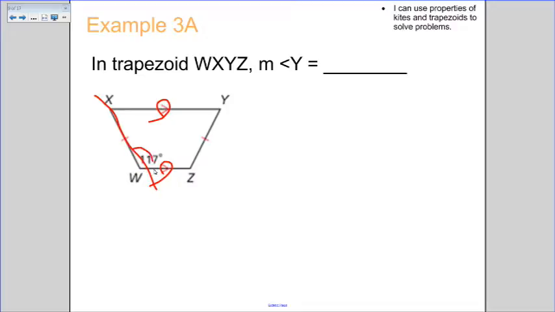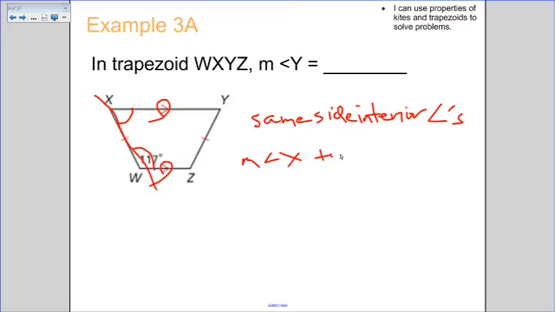Well, if that's the case, then I know this angle here, same side interior angles. So what do I know about same side interior angles when I have two parallel lines? Well, they add up to 180. They're supplementary. So that means that the measure of angle X plus the measure of angle W equals 180. That's supposed to be a W there.